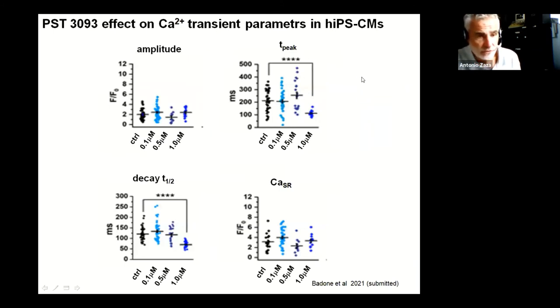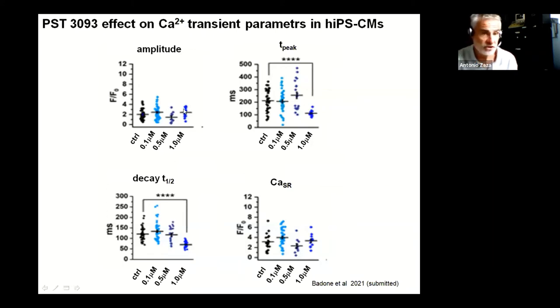Okay, let's go to humans. We don't have clinical data about 1393 yet, but thanks to a collaboration with the Hamburg group, Arne Hansen and Thomas Eschenhagen, we recently collected data from human iPS cardiomyocytes. And here you see the effect of 1393 applied to these myocytes on calcium transient properties.